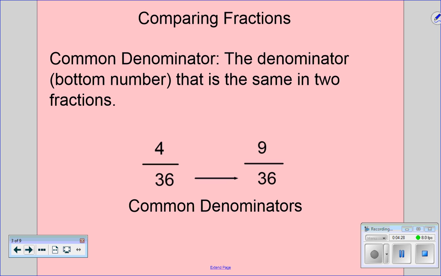Okay. So comparing fractions. So now let's talk about comparing fractions. So we talked about comparing decimals. So let's talk about comparing fractions. So make sure you have this in your notebook.